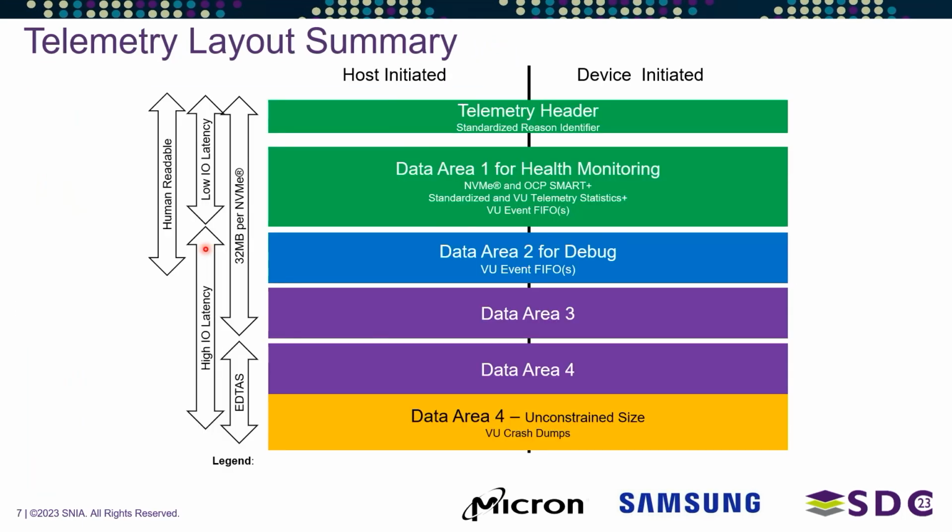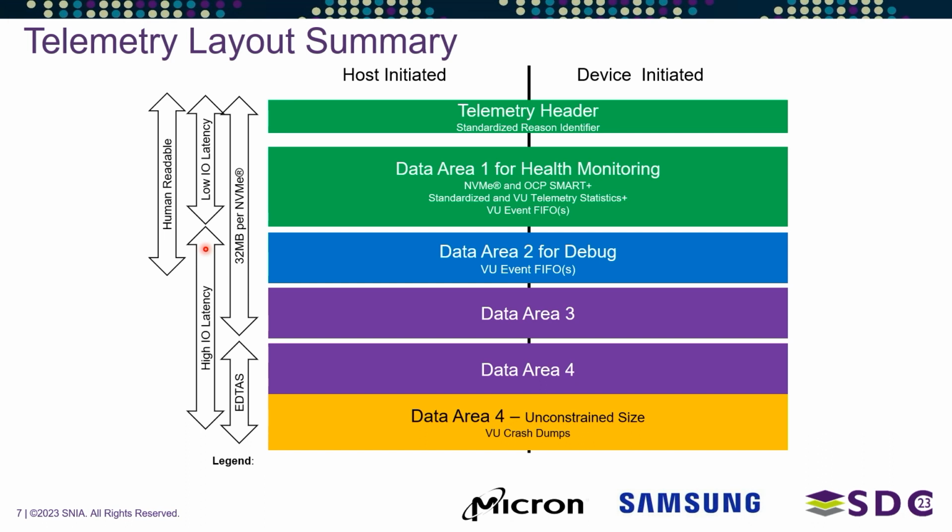Mike will go into this in way more detail, but in general, the green area is the low latency, and that's data area 1. So it's architected and designed so it can be periodically probed by the host and captured and offered to the vendor in a low latency manner.